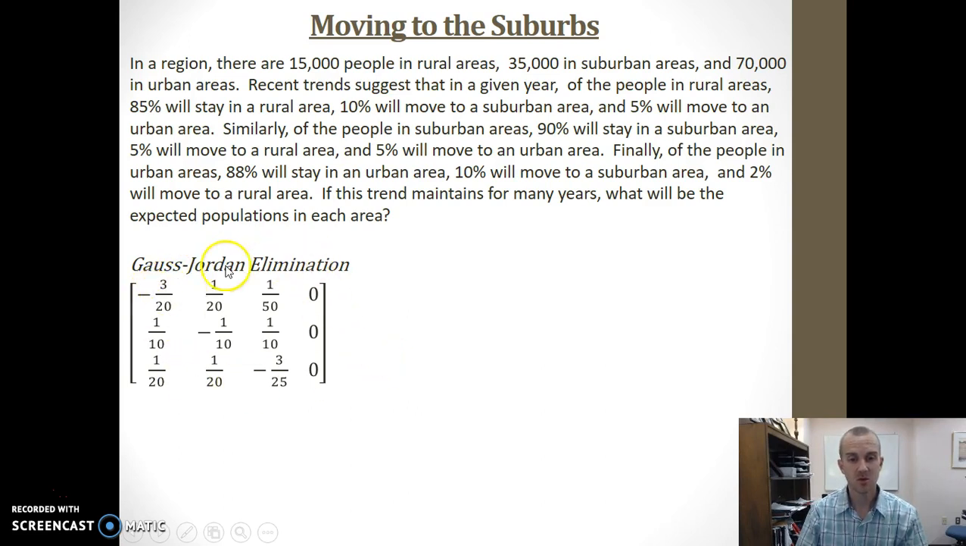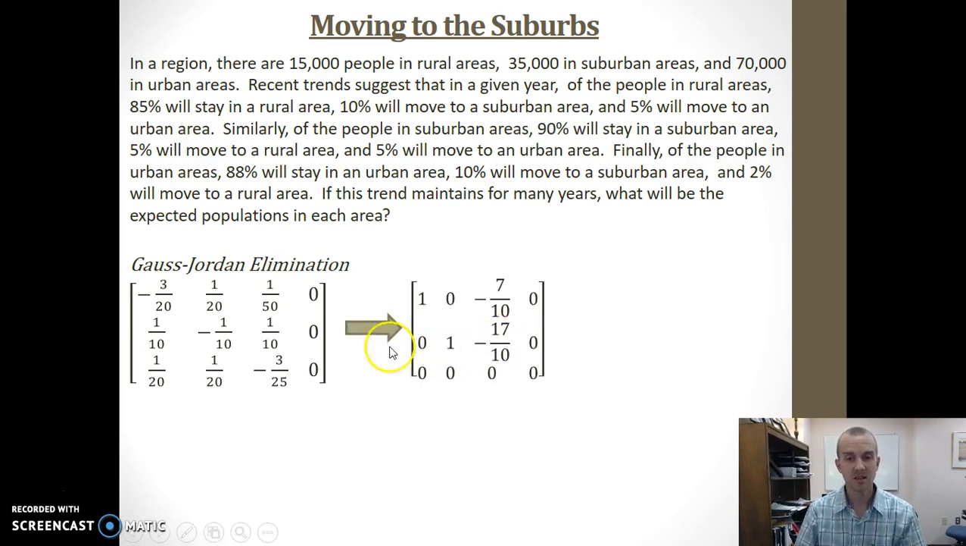Now I would do my Gauss-Jordan elimination. And again, you can use a calculator to help you with this. Eventually, you're going to get that this matrix would row reduce to here, where I've got 1 on the diagonals, and then my last row is all zeros, and my third column I've got negative 7/10, negative 17/10. And if I think about, well, what does that mean? Well, that means that x1 minus 7/10 x3 equals 0, and x2 minus 17/10 x3 equals 0.